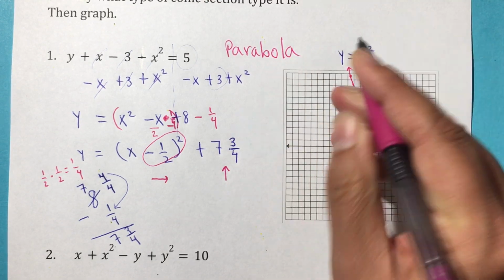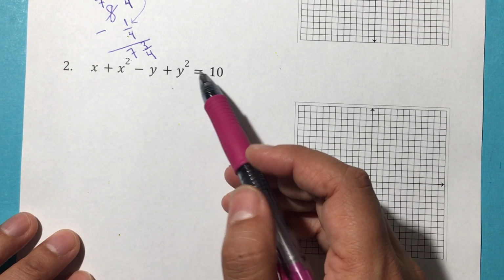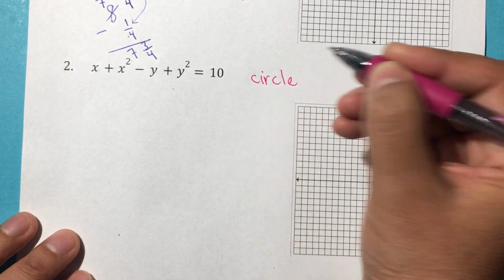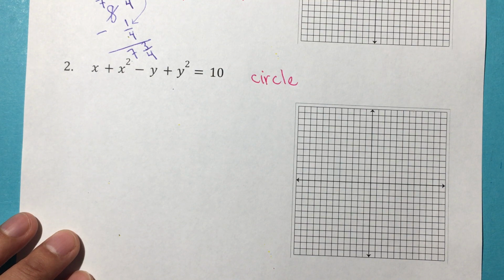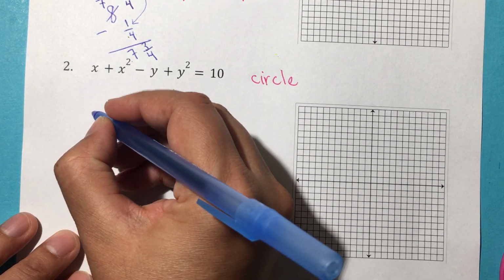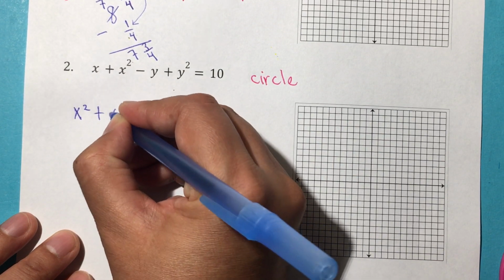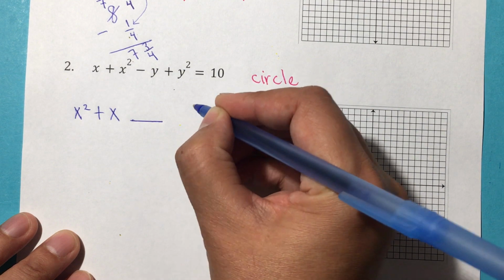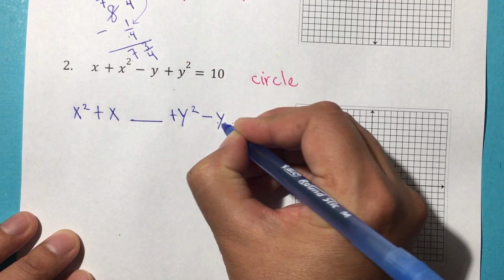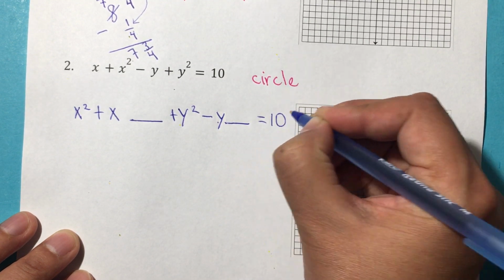Okay. For number 2, we see that x is squared and y is squared, so that's going to be a circle. That's the type of conic section that we have in this one, and I'm going to arrange it so that we can work with it. We're going to put x squared plus x and leave a space, y squared minus y, leave a space, and then equals 10.